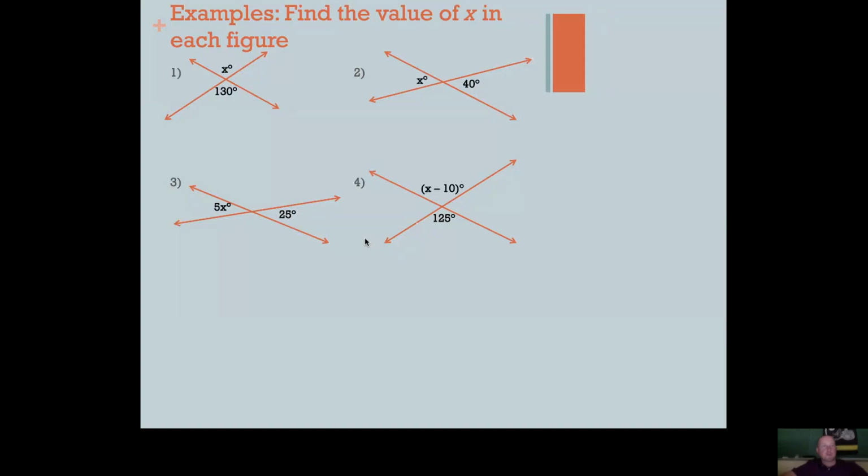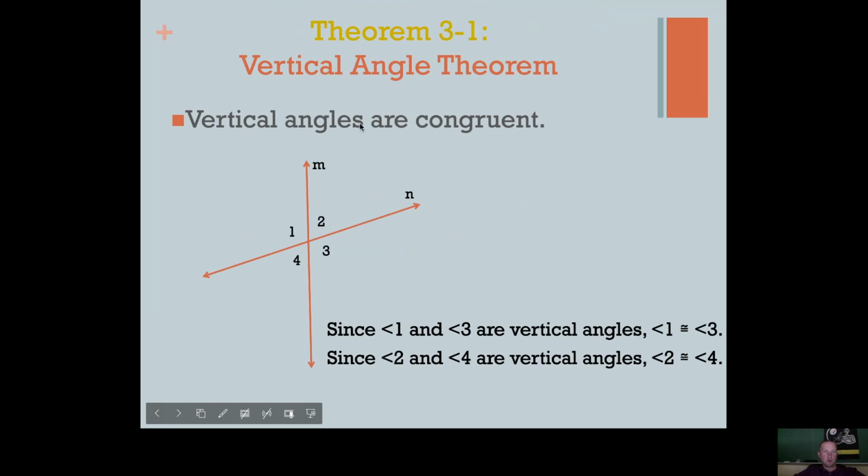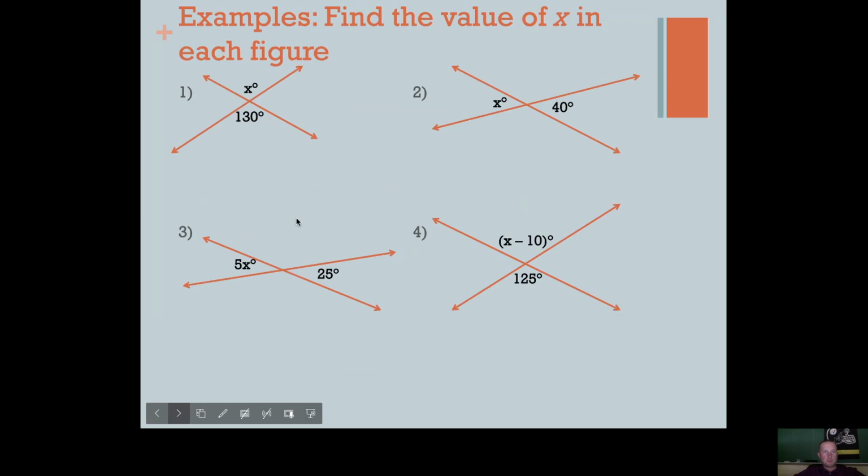This is a second video for section 3.6 on congruent angles. Last video, we learned what vertical angles were, and we also learned that all vertical angles are congruent. So if you have a pair of vertical angles, their measures are the same. We're going to use that to help us find the value of x in these figures.